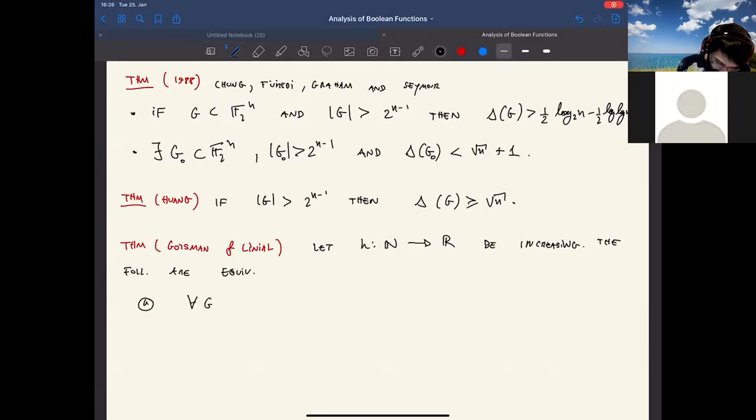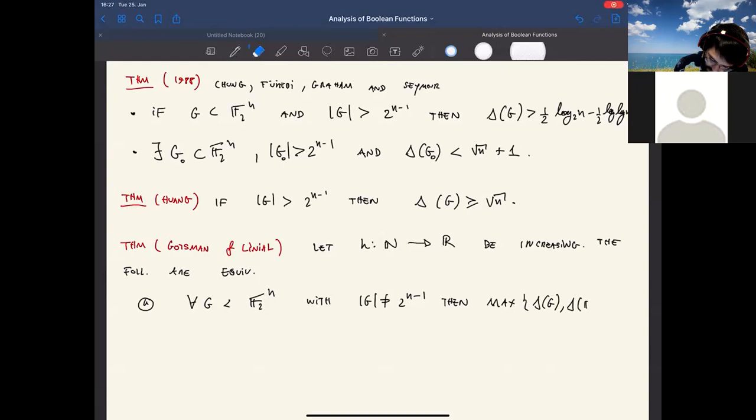A, for any subgraph with data less than 2^(n-1) or more than 2^(n-1), then the maximum of the degree of G or the degree of the complement of G is greater or equal than h(n).